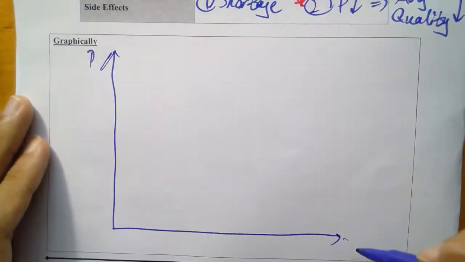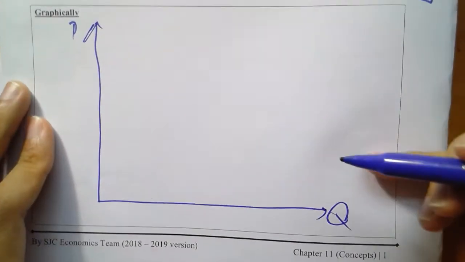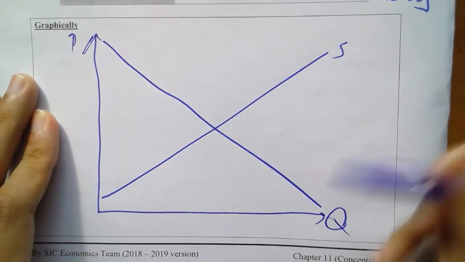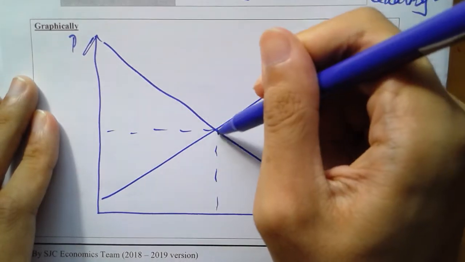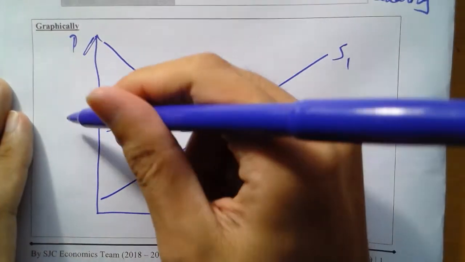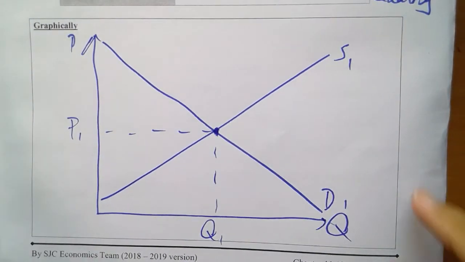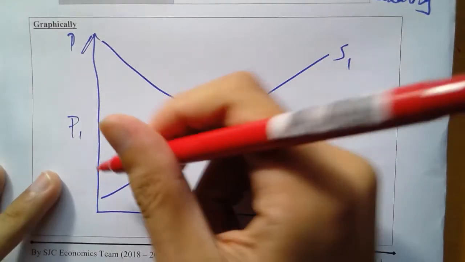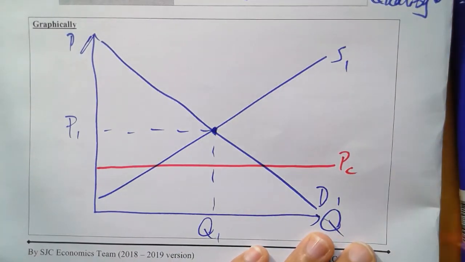Remember, for every graph, you start with the original situation. 原先先. Originally, we have S1 and D1, and this is our original point, equilibrium. Let's call it P1 and Q1. Now, we just mentioned, to be effective, you have to set it lower than the equilibrium price. So here, let's call it PC. This is our price ceiling.